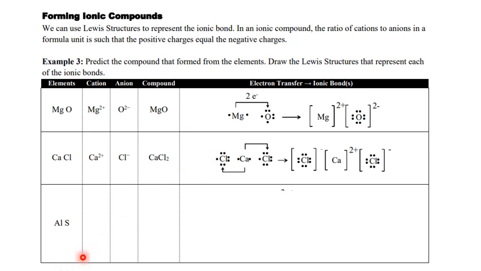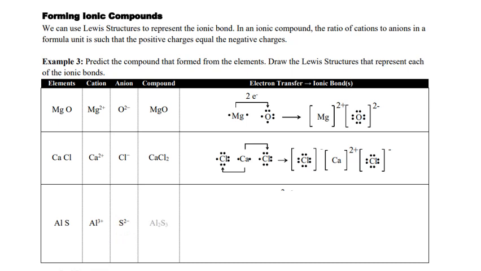Everybody is happy. Make it just a little more complicated, and you'll see that aluminum has a 3 plus and sulfur has a 2 minus. How can we do this? Well, what we're going to do is just take the 2 and put it over here, and put the 3 and put it over here.